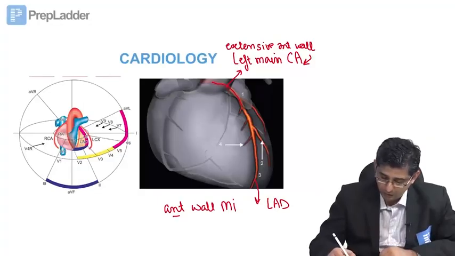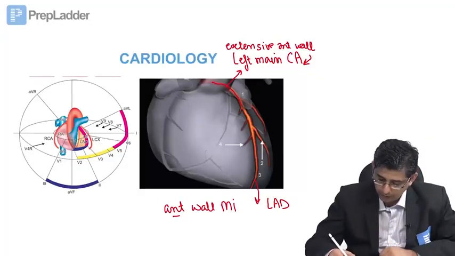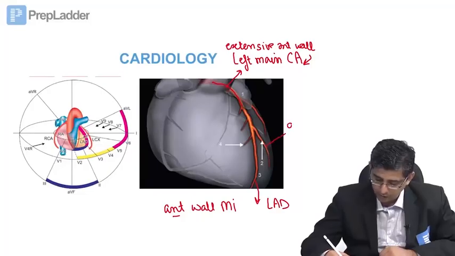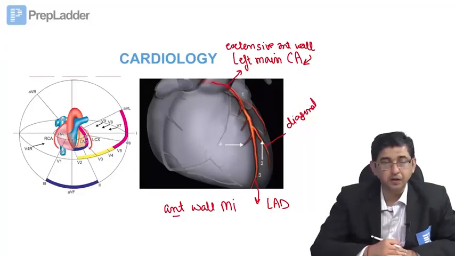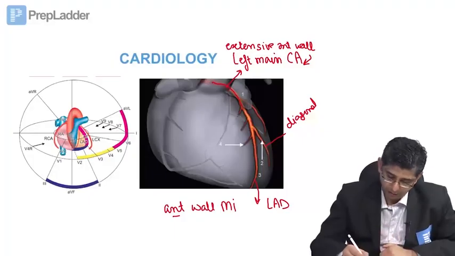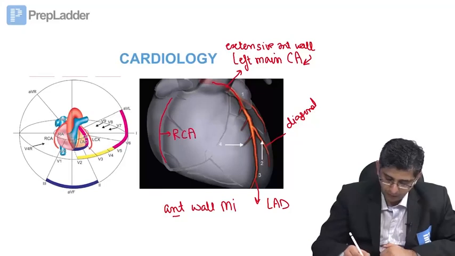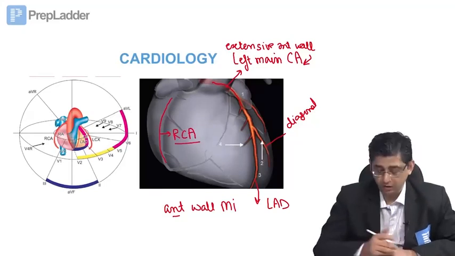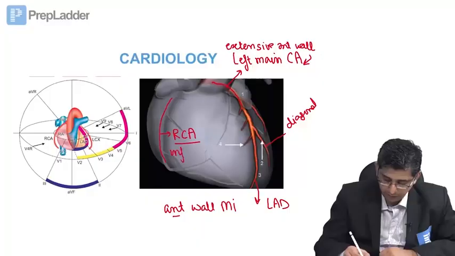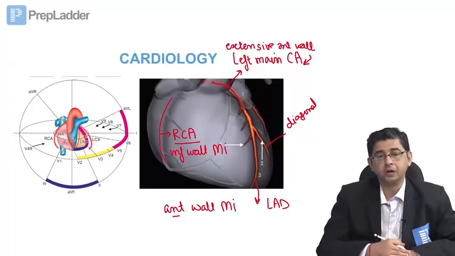Shown here are the diagonal branches of the left anterior descending artery, and they will be supplying the lateral surface of the heart. The one that I am marking right now is the right coronary artery. This will supply the right ventricle, and involvement of this blood vessel would result in inferior wall myocardial infarction in the patient.